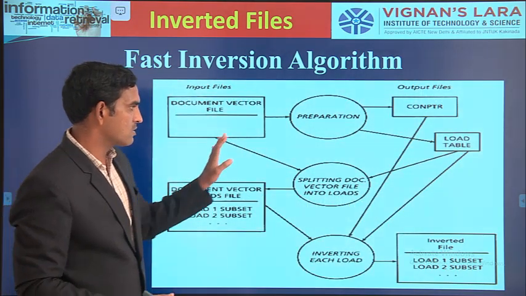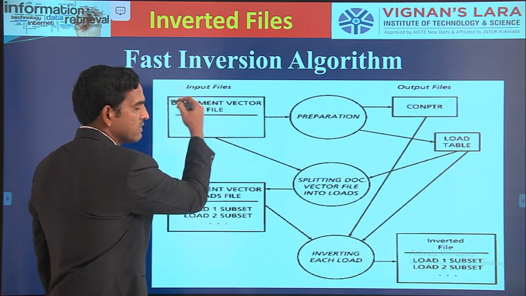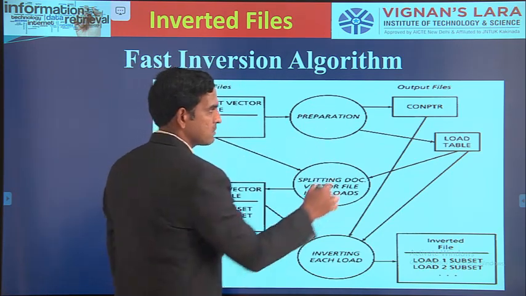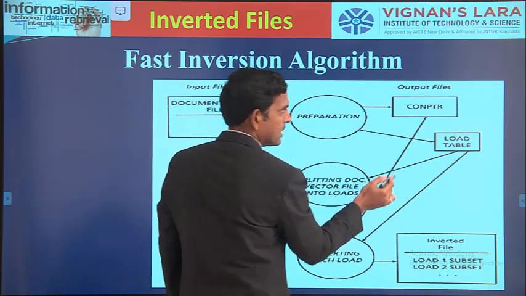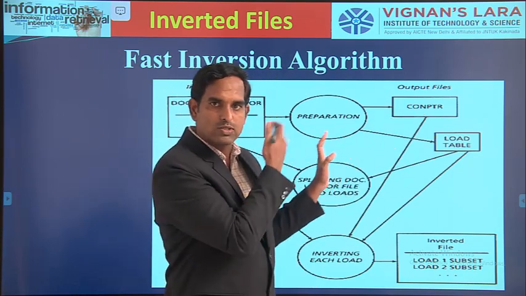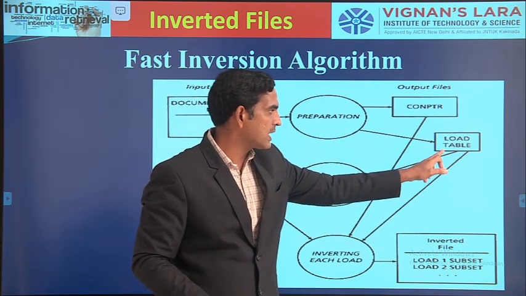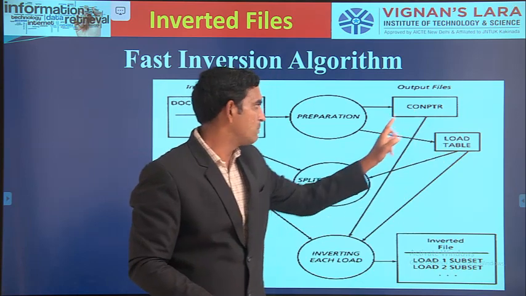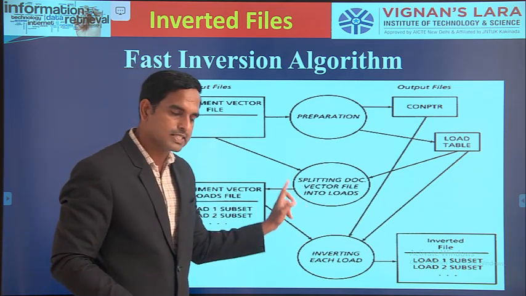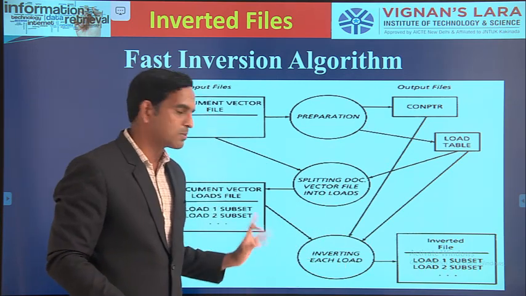What is the preparation? The outline of the algorithm is as follows. We have the input file, that is the document vector file, which goes through the preparation process. In the preparation process, we create two files: the concept files, as you have seen in the previous methods, and the load table. We use the load table to perform the splitting, which is the second step. And using the concept file, we perform the inversion process.